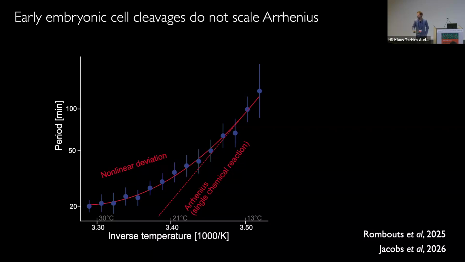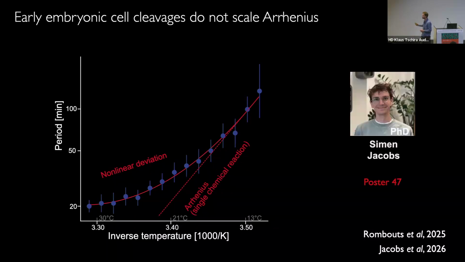And as you notice, the blue dots are the experimental measurements of cell division timing as a function of temperature of this early embryo, and it is not following a straight line. It curves away from it, it slows down at the warm end, and it also curves away at the cold end. And so if you want to know more about this, I suggest you go talk to Simon. He had a poster yesterday about this non-Arrhenius scaling as a function of temperature, and I'm sure he's very happy to talk more about it during breaks.